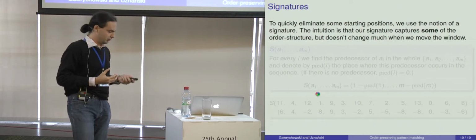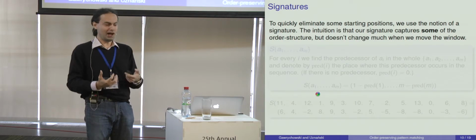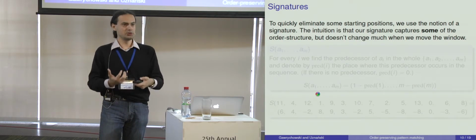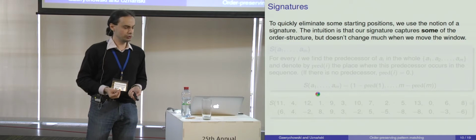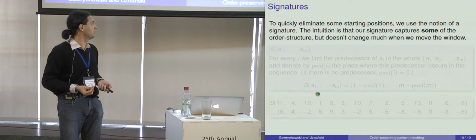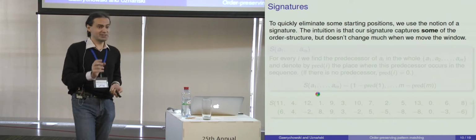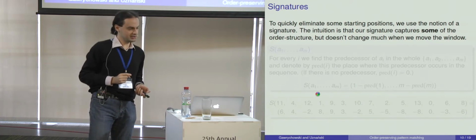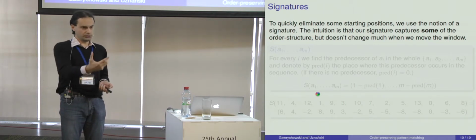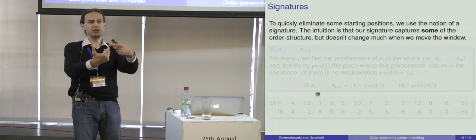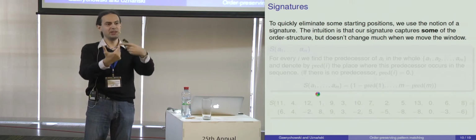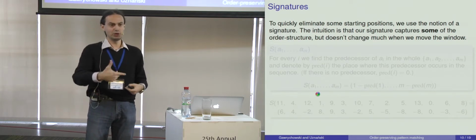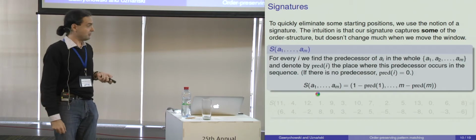So it turns out that we need this quick and dirty check, which will allow us to quickly eliminate lots of starting positions. And for that, it's helpful to introduce a notion of signatures. Signatures were also used in order-preserving pattern matching without mismatches, but they were slightly different, so I will show you the difference. A signature is something which you compute for a sequence, and it should capture some of this order structure, but just some of the structure, so that when you move the window, you can update those signatures efficiently without recomputing them from scratch. And it turns out that the following definition makes sense.